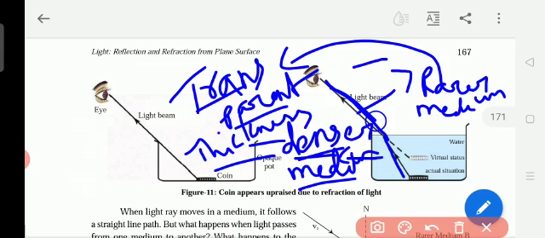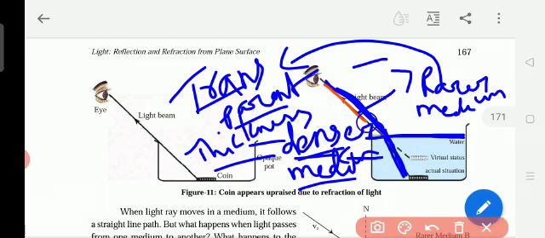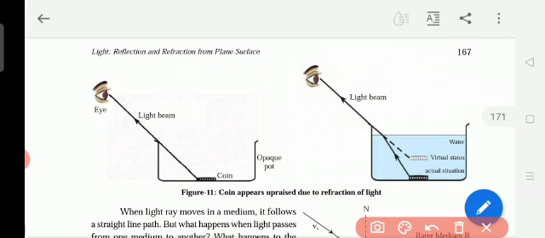When light travels from the transparent medium to the denser medium, that means air to water, this is one medium, and when the light is traveling, it is separating the mediums. When light goes from the rarer medium to the denser medium, the light is bending. This bending separates the two mediums, rarer medium and denser medium. Why is it bending? Because the denser medium is thicker than the rarer medium.